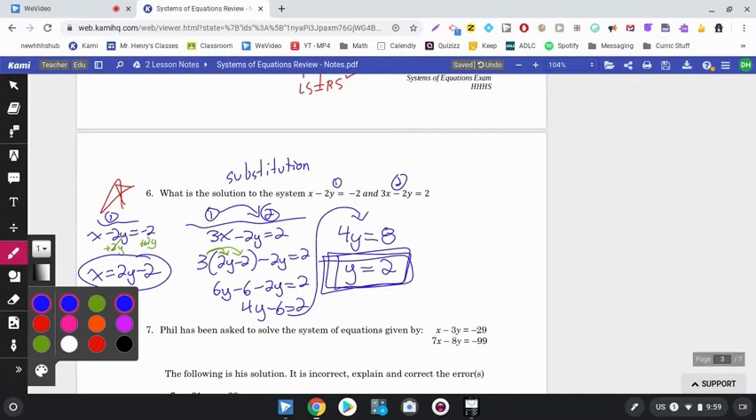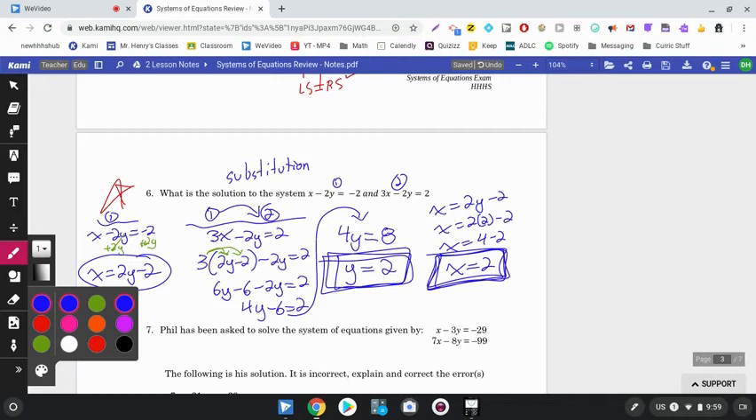Now, I know part of solving is I need my x and I need my y. So I need to take that and I need to find x. Well, luckily, I have this nice, beautiful equation. X is just 2y minus 2. Plug in that value now. X equals 4 minus 2, or x equals 2 as well. Okay. So that's solving by substitution.